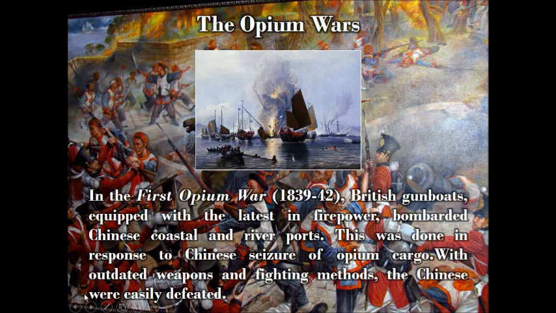As a result of China trying to prevent the flow of opium into their country, the First Opium War occurred. In the First Opium War, British gunboats equipped with the latest in firepower bombarded Chinese coastal and river ports. This was done in response to the Chinese seizure of opium cargo. With outdated weapons and fighting methods, the Chinese were easily defeated.